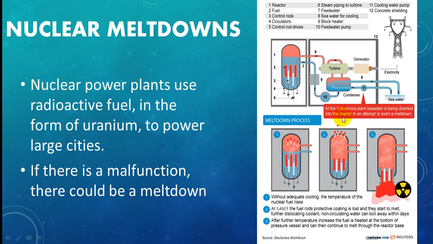So this is at Fukushima. That's in Japan. The seawater is diverted to the reactor in an attempt to avert a meltdown. So we don't want a meltdown to take place. What happens in a meltdown? A meltdown is a major malfunction, okay? What happens is if I should run out of water in my tank for some reason, what if it all boils away? What if there is a faulty switch that tells me I have a lot of water in my tank when I really don't?